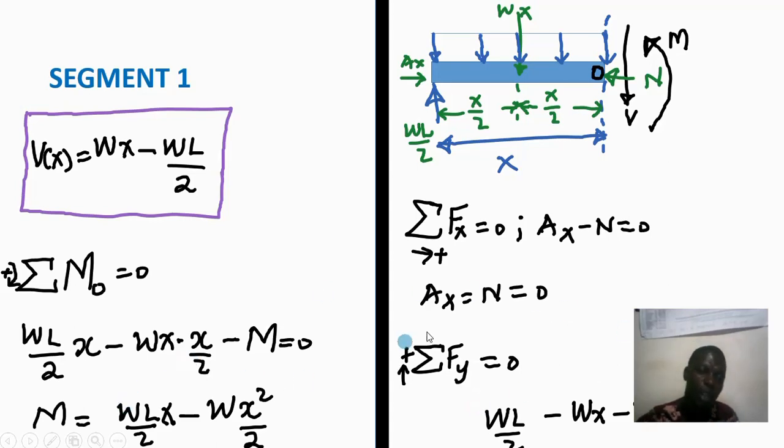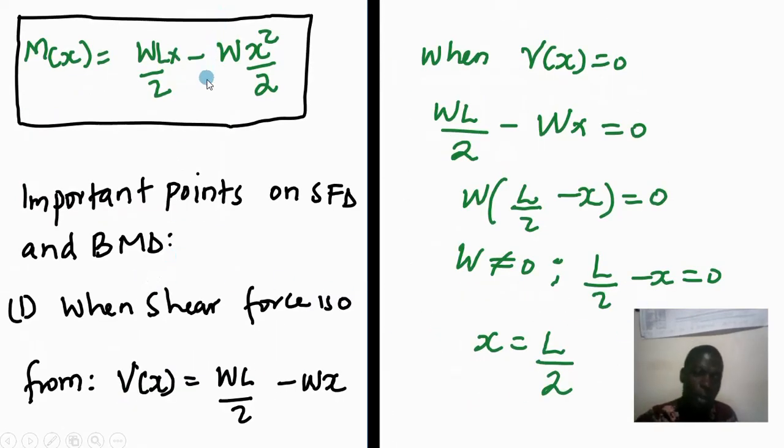So let us proceed. Now that is the equation that gives us the bending moment variation as you move away from one support to the other. Now the important points to note on the shear force diagram and bending moment diagram: we must know that when shear force is equal to 0, we are going to have the maximum bending moment. So let us substitute the shear force being equal to 0.